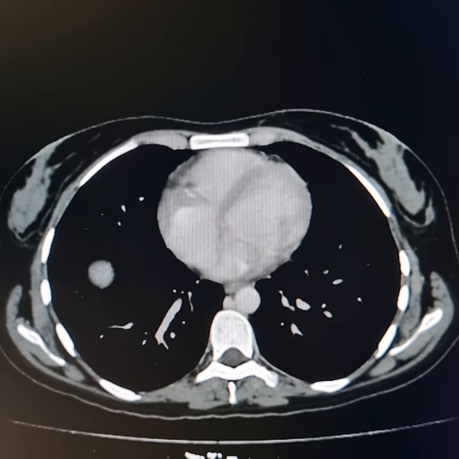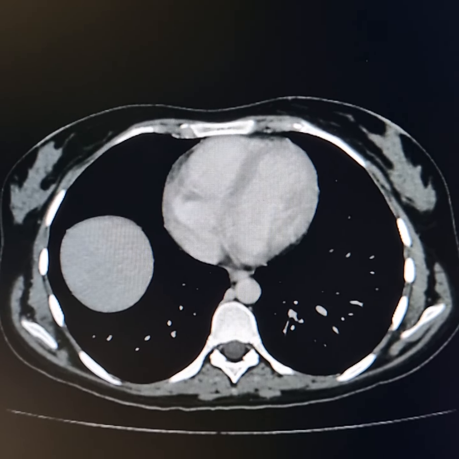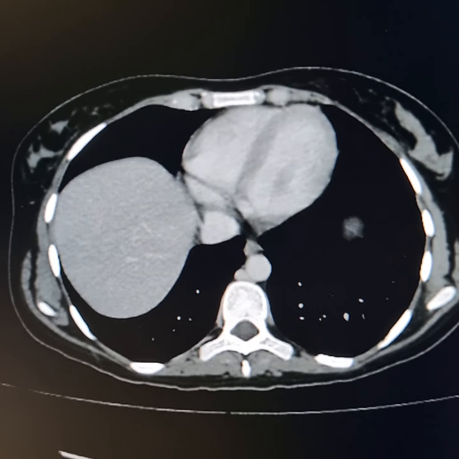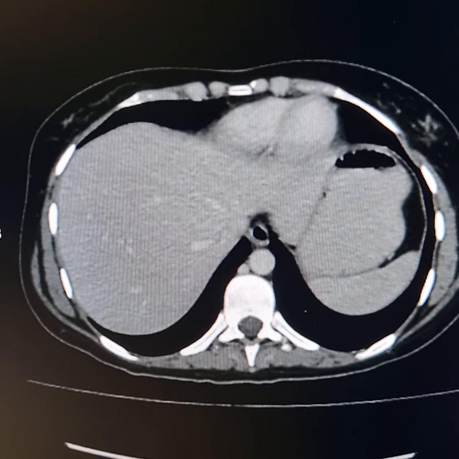This is a contrast CT scan of a 24 years old female patient. She is a known case of imperforate hymen. Her vaginal opening was absent. She was initially diagnosed in 2013.